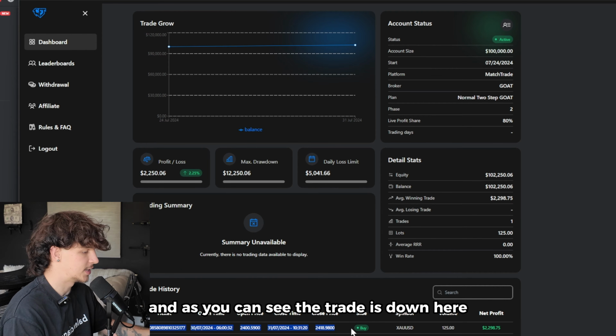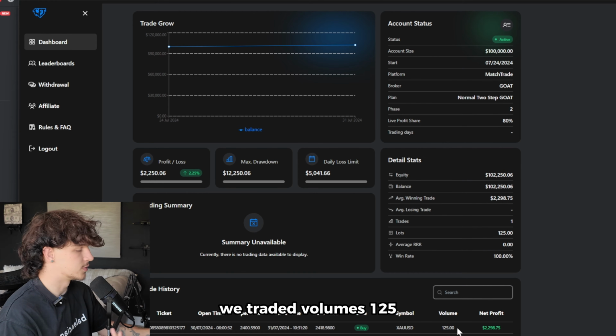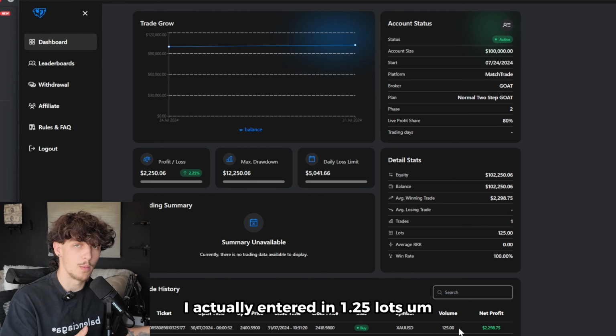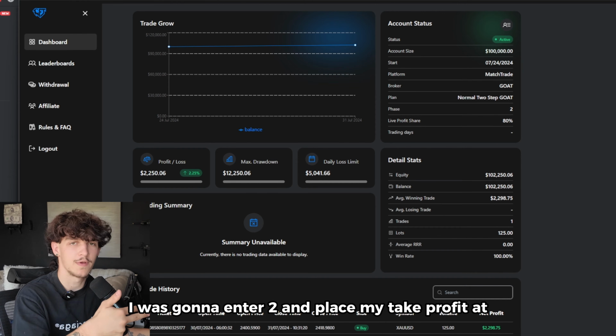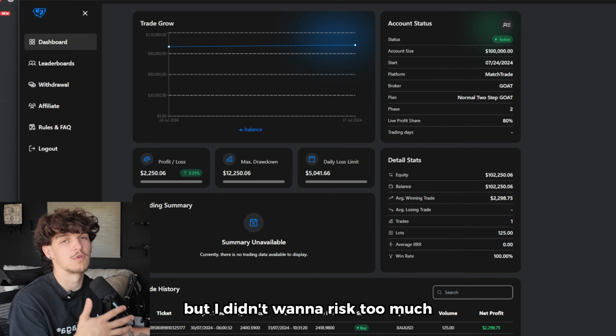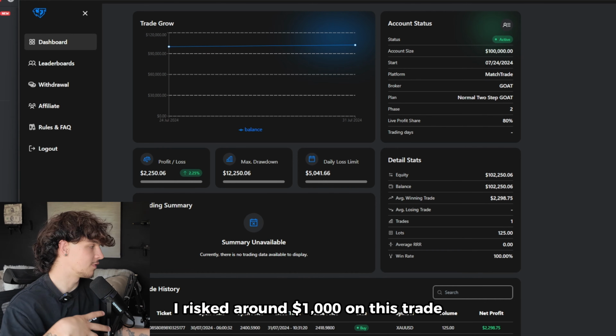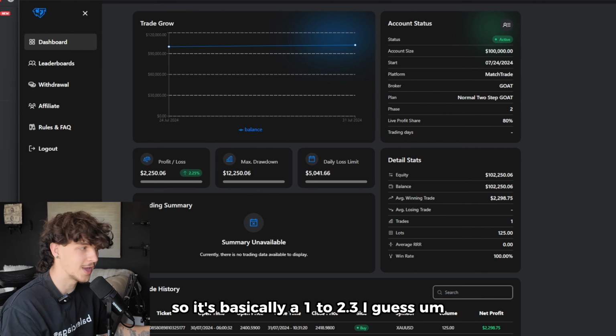As you can see, the trade is down here that tells us what our net profit was and what we traded. Volume's not 125, I actually entered in 1.25 lots. I was going to enter 2 and place my take profit at the profit target I had on stage 2, but I didn't want to risk too much. I wanted to keep my risk low. I risked around $1,000 on this trade, so it's basically a 1 to 2.3, I guess.